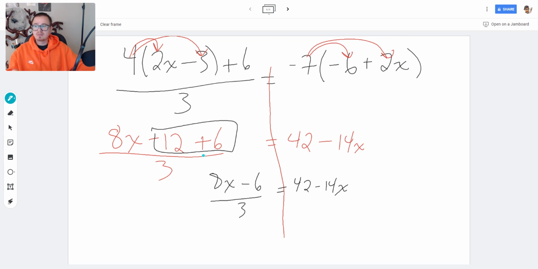So I combined like terms. I combined the -12 and the +6. I had less than what I got, so then I got negative.